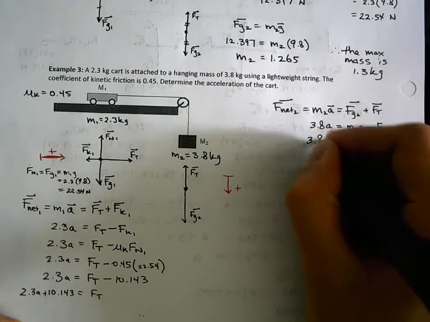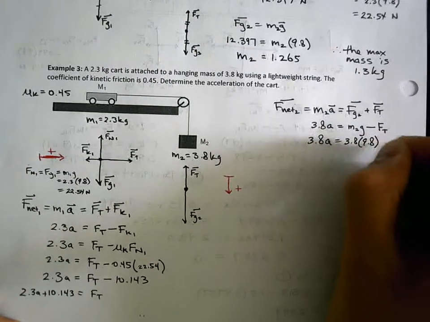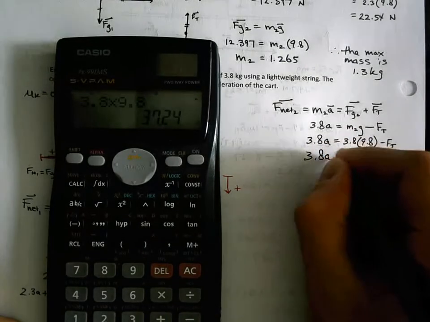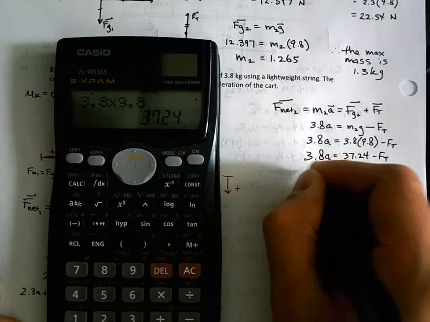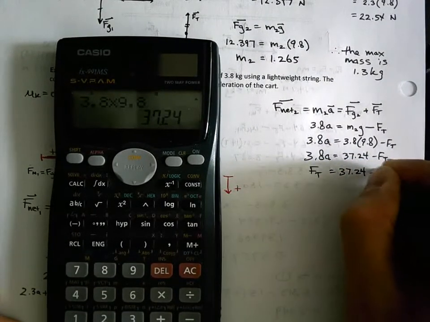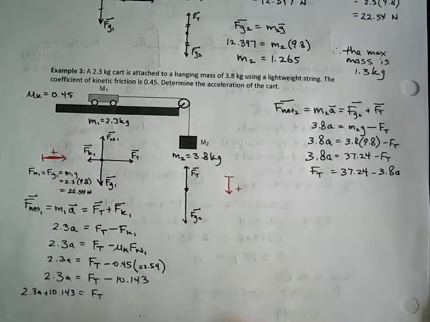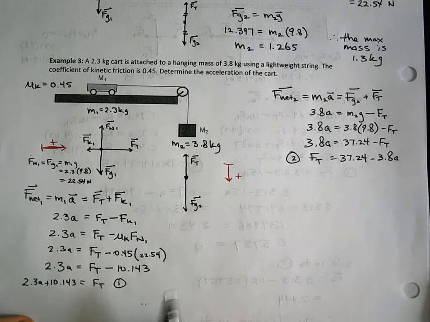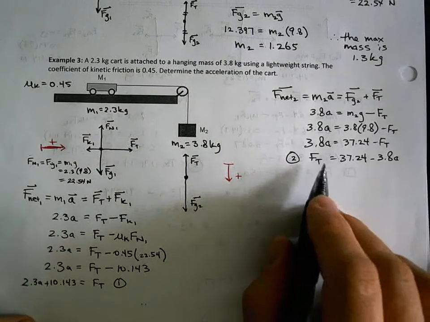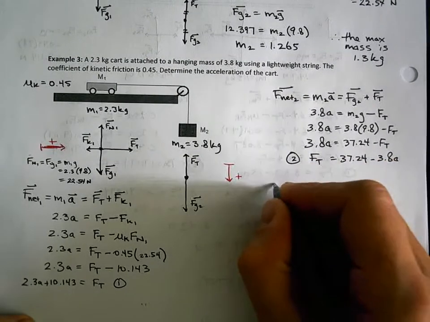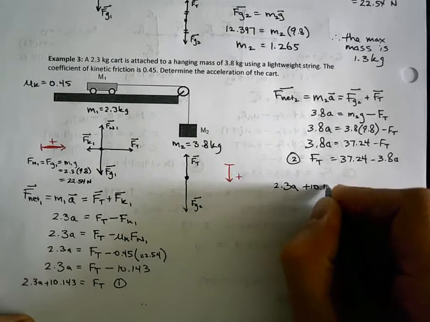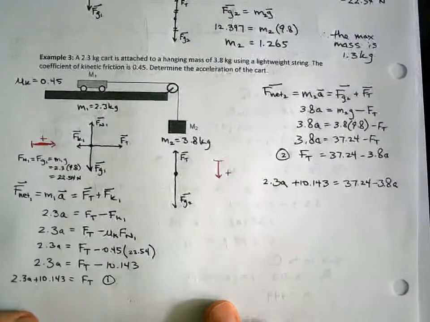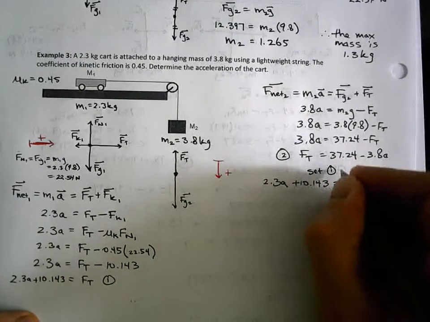I can sub in some values here. 3.8 times 9.8. 3.8a is equal to 37.24 minus Ft. If I bring this to the other side, I get Ft is equal to 37.24 minus 3.8a. Now look, I have one equation here, and I have two equations here, and they have the same two variables, so I can solve using my grade 10 math ideas. I'm going to use substitution, set Ft equal to Ft, so I have 2.3a plus 10.143 is equal to 37.24 minus 3.8a. I guess I should write set 1 equal to 2 or something like that.